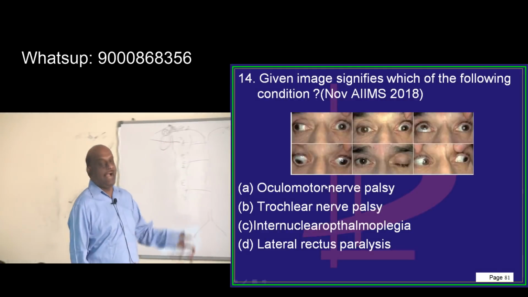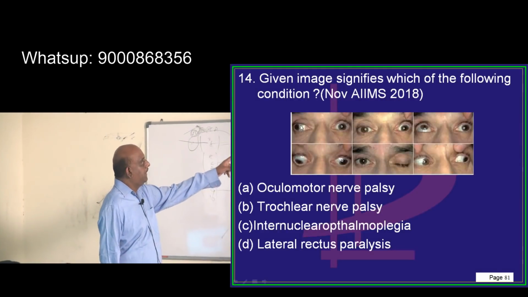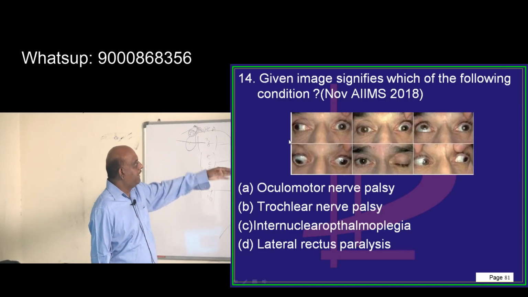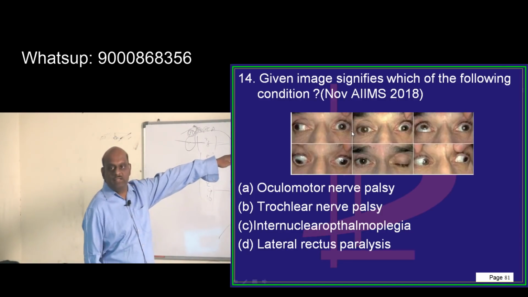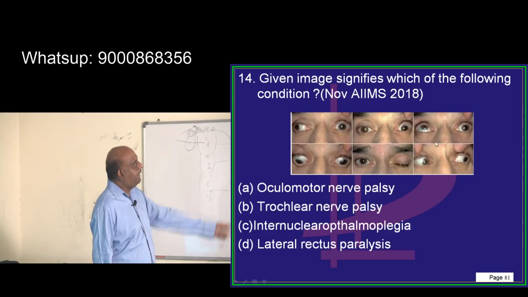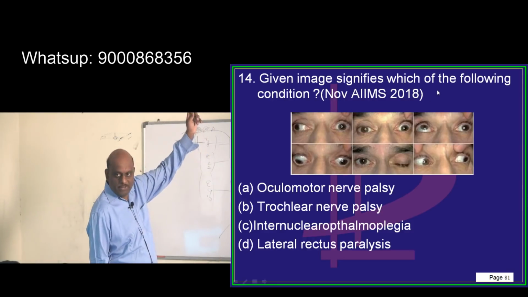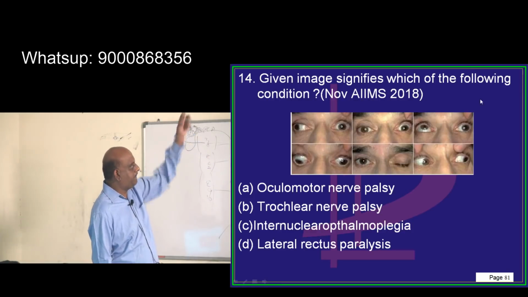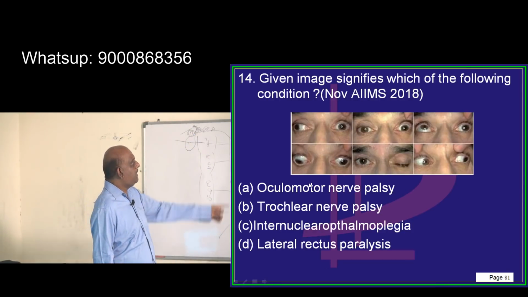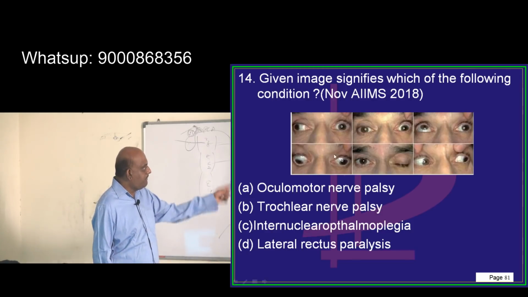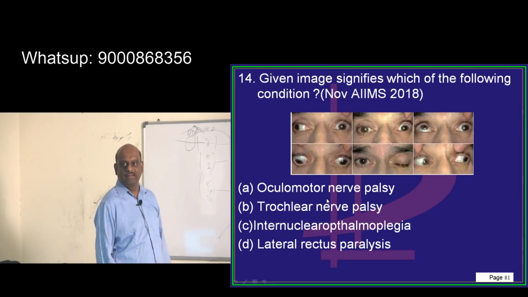Now, look at the eyes. When you are trying to have a conjugate gaze, the right eye is moving but the left eye is unable to adduct. So there is an adductor lag. And whenever you are trying to look up, the right eye is unable to look up. When you ask the patient to look towards his nose, the convergence reaction is absent.